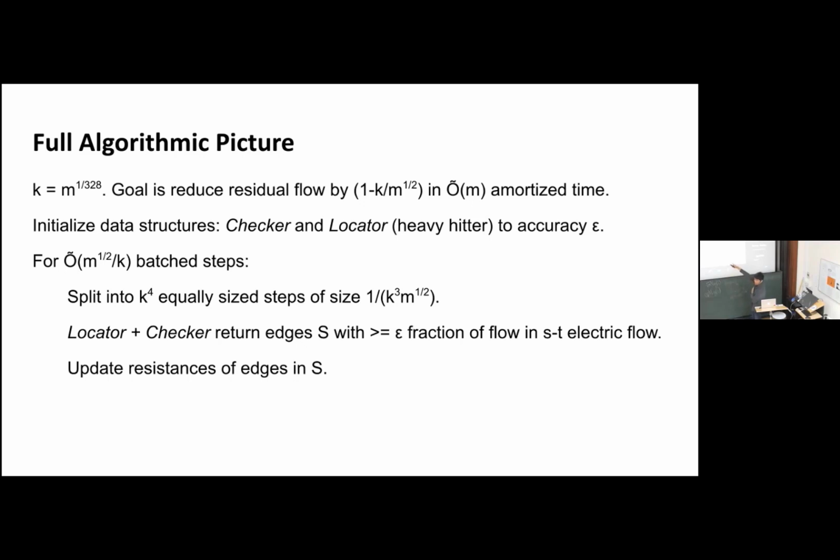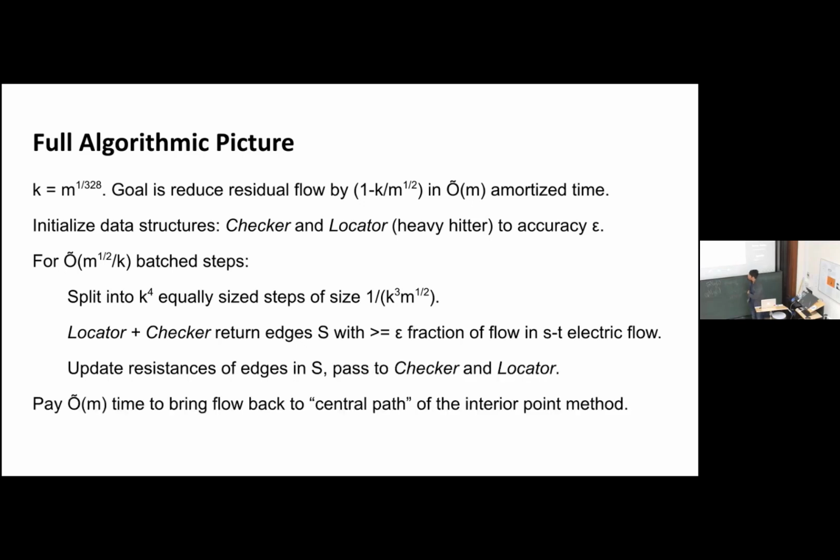Then we're going to detect for each of these smaller batched flows, what are all the edges that are changing by a lot, an epsilon fraction, in the ST electric flow. And then we're going to update the resistances of the edges in S that we locate. Once you've updated these edges, you pass it back to the data structure, and then you just repeat this loop.